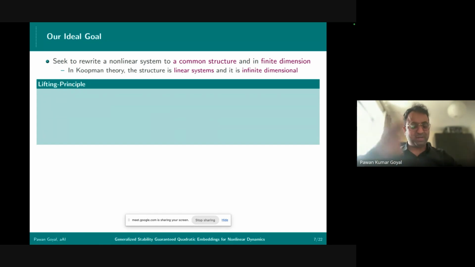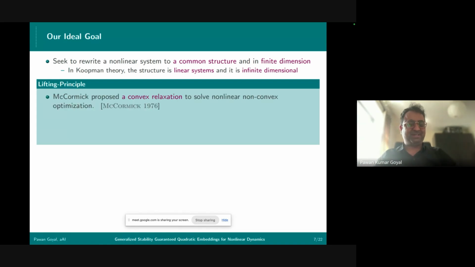That means we want to define new observables, but in a slightly different setting. The setup we are going to discuss in today's presentation goes back much more to the optimization world. This is McCormick, who came up with how we can relax a nonlinear, nonconvex optimization problem by a convex one in a higher dimension.